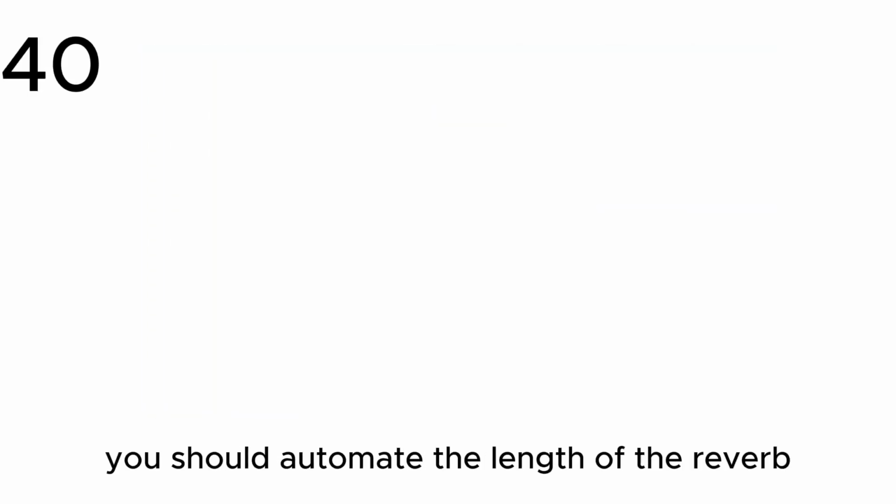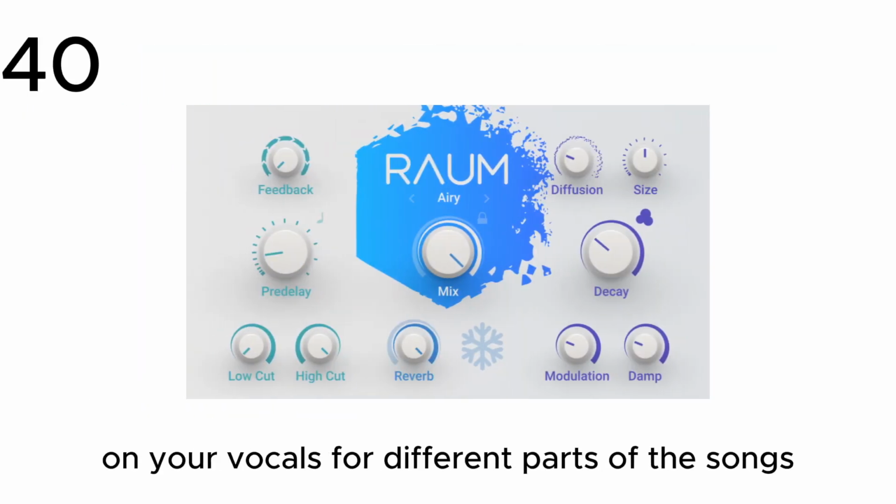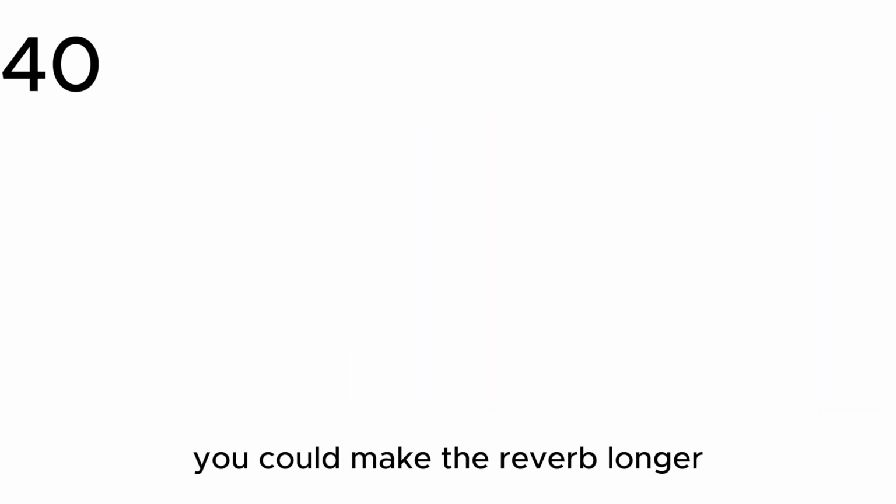You should automate the length of the reverb on your vocals for different parts of the songs. For example, in the verse, you could make the reverb longer. You can also automate the reverb on specific words, so that, for example, at the end of the sentence, the reverb becomes really long.